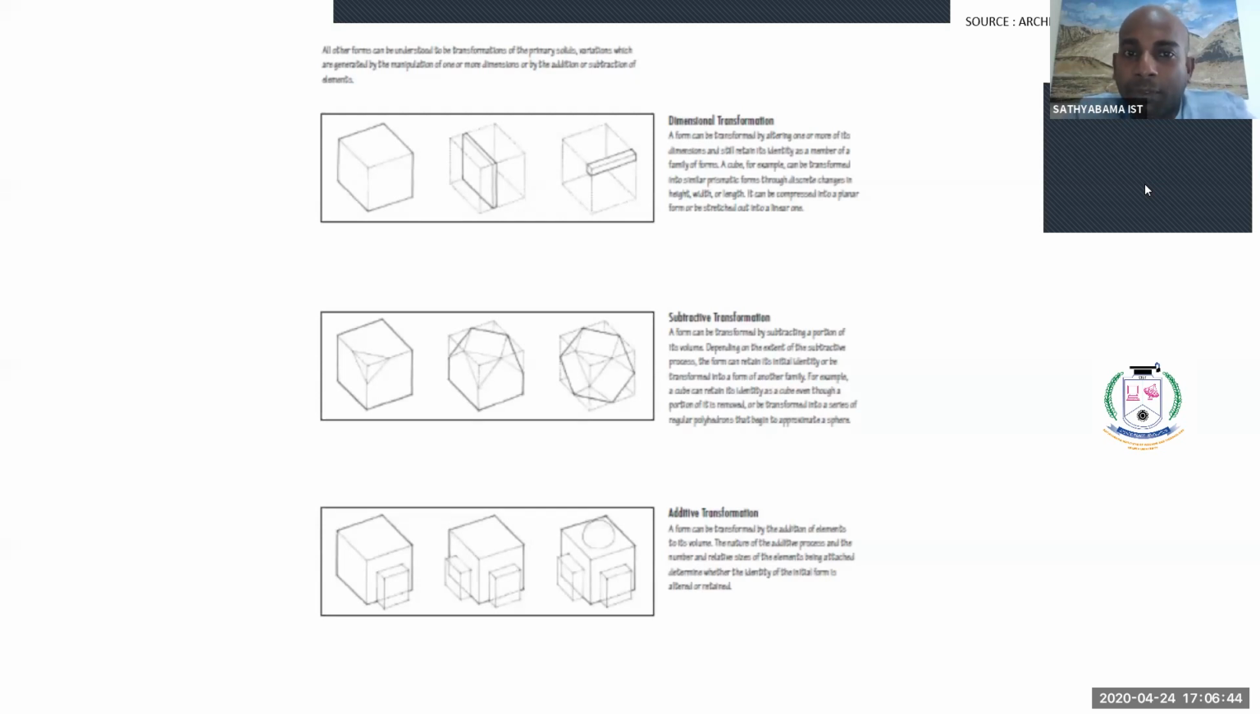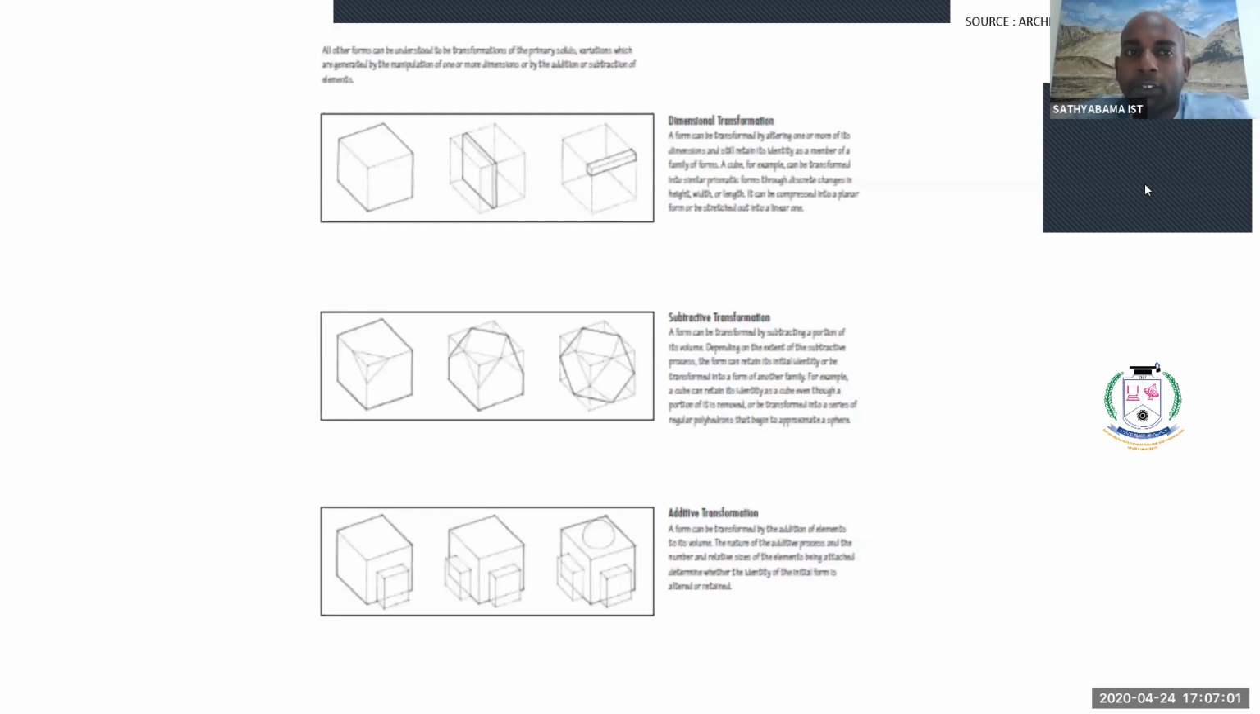As you can see in the first set of graphics, the change in either length, breadth, or height, if extreme, will change the way the form is perceived. So the cube can change into a plate, right? Or a pipe.